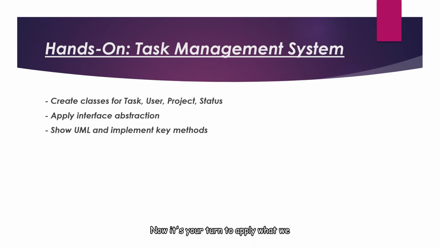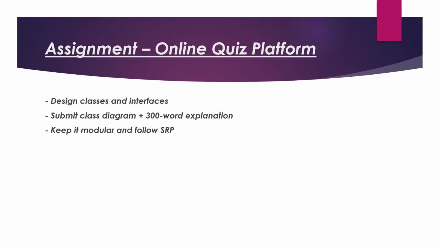Now it's your turn to apply what we have learned. Your task is to design a simple task management system. Define classes like Task, User, Project, and Status. Think about what behaviors can be abstracted into interfaces, maybe Assignable, Trackable, or Prioritizable. Create a UML diagram first to visualize your design and then bring it to life in code. Don't worry about making it perfect. Focus on clarity, separation of concerns, and applying SRP.